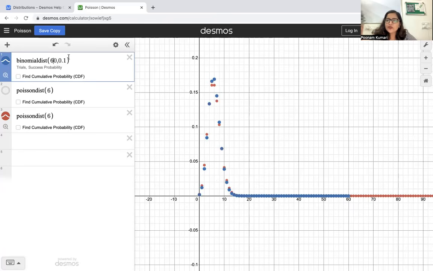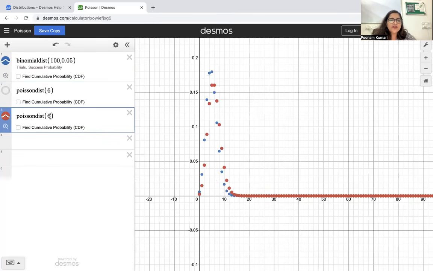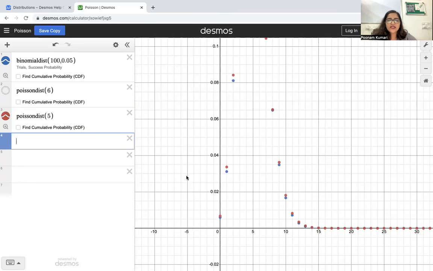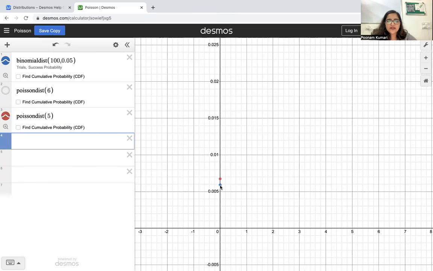That approximation was when n value is very large and p value is very small, such that n times p is my mu. So let me make it 100, okay? This is 100. And let's say this is 0.05, okay? And then what is 100 times 0.05? 5 only? 5. Yeah, so let's do 5. So can you see that they are very, very close?